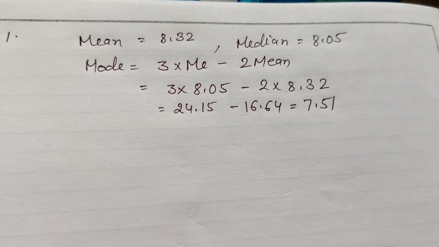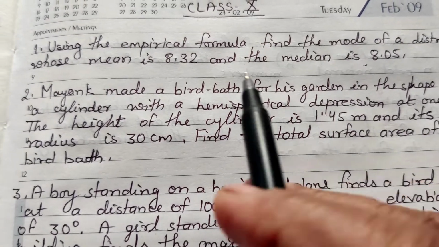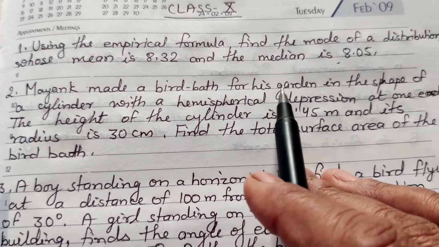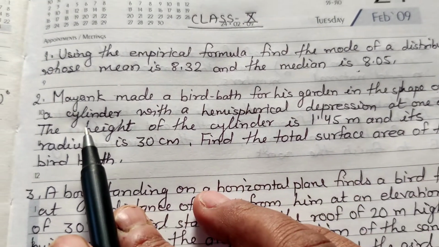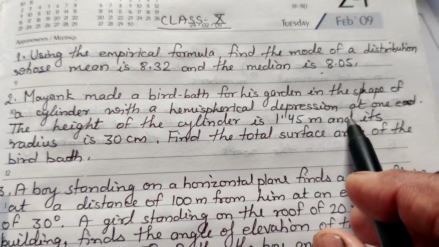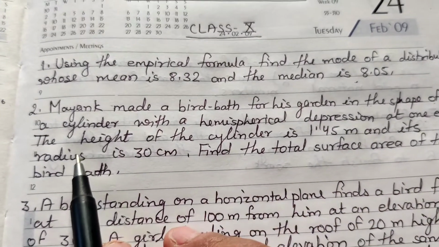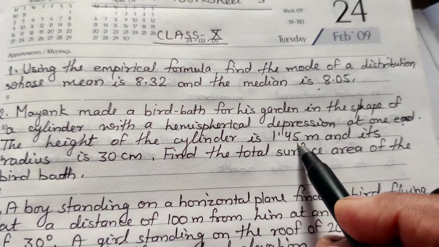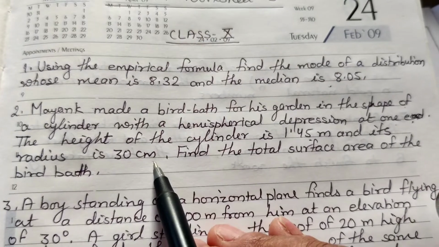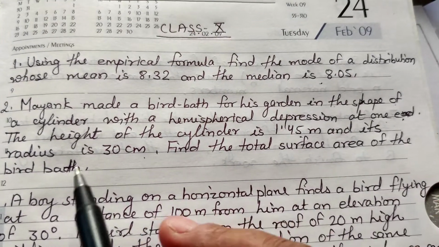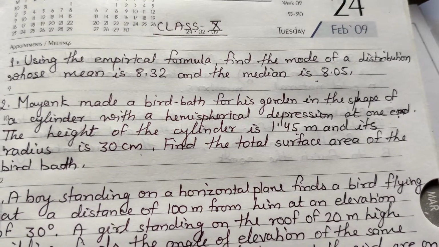Question number 2. Mayank made a bird bath for his garden in a shape of a cylinder with a hemispherical depression at the end. The height of the cylinder is 1.45 meter and its radius is 30 centimeter. Find the total surface area of the bird bath.